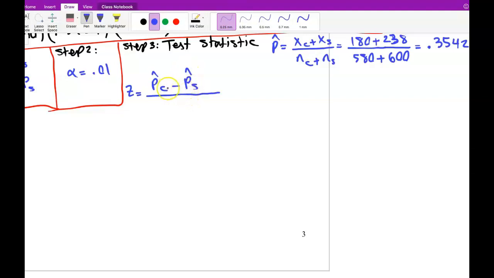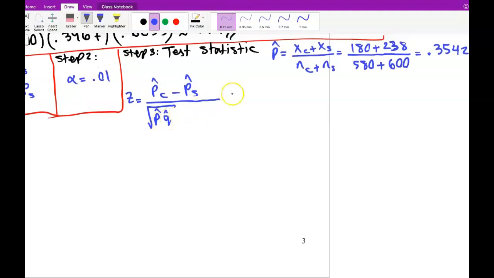On top, finding the difference between sample proportions, divided by the square root of p hat times q hat. For this part, we're using what we got here, the point estimate of the population proportion, multiplied by one over n, square root of these two.